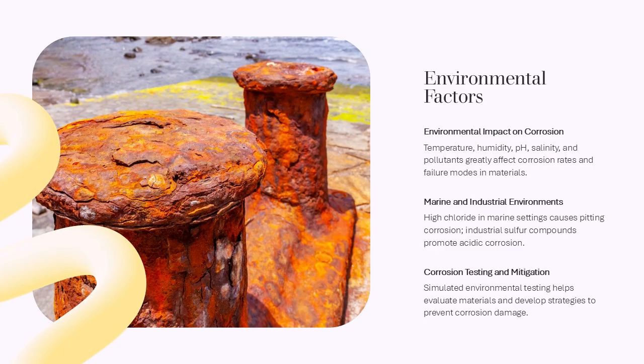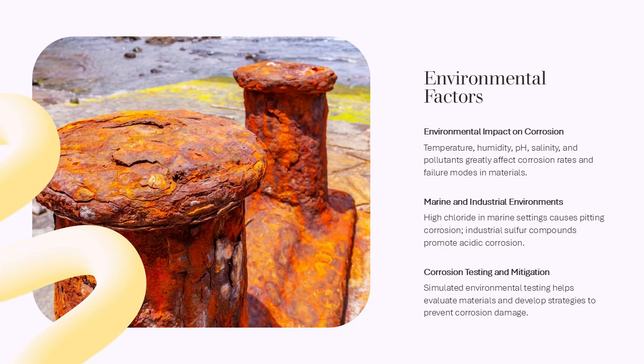Environmental factors play a decisive role in determining corrosion rates and failure modes. Parameters such as temperature, humidity, pH, salinity, and pollutant concentration significantly influence corrosion behavior. For example, marine environments with high chloride content accelerate pitting and crevice corrosion, while industrial atmospheres may promote acidic corrosion due to sulfur compounds.